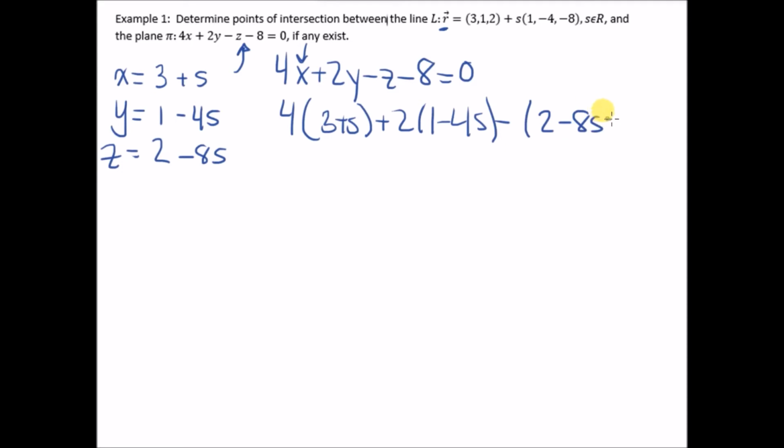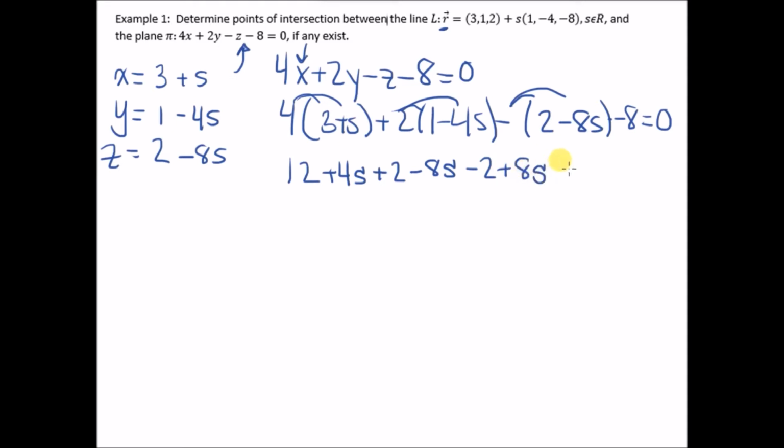This is very convenient because now we have one equation and only one variable, s. So we're going to expand and solve for s. We have 12 plus 4s, plus 2 minus 8s, then minus 2 plus 8s, minus 8 equals 0.